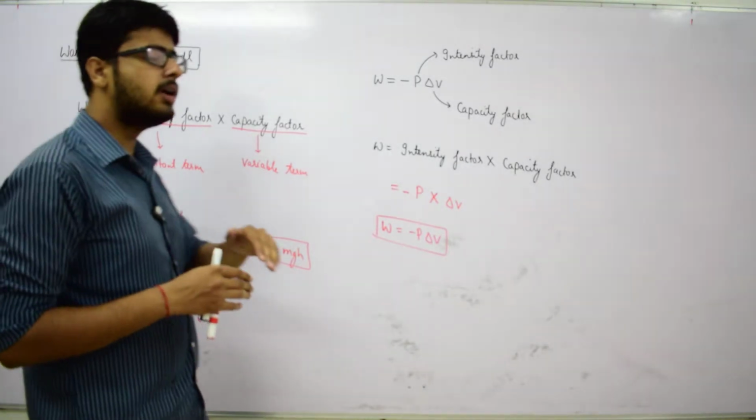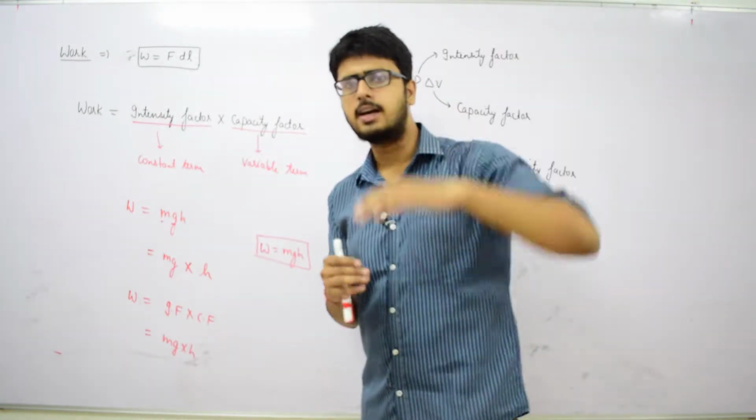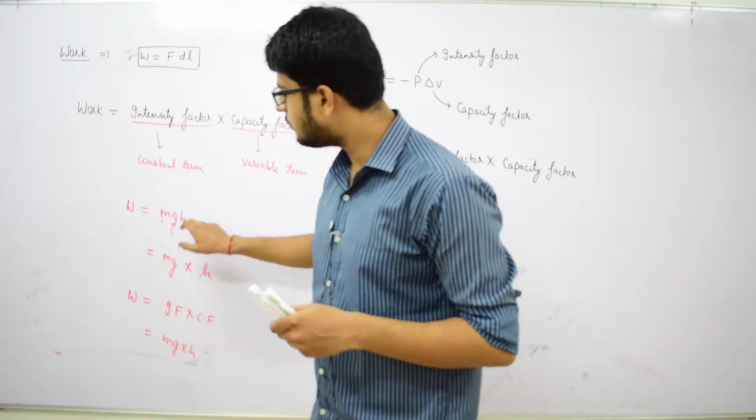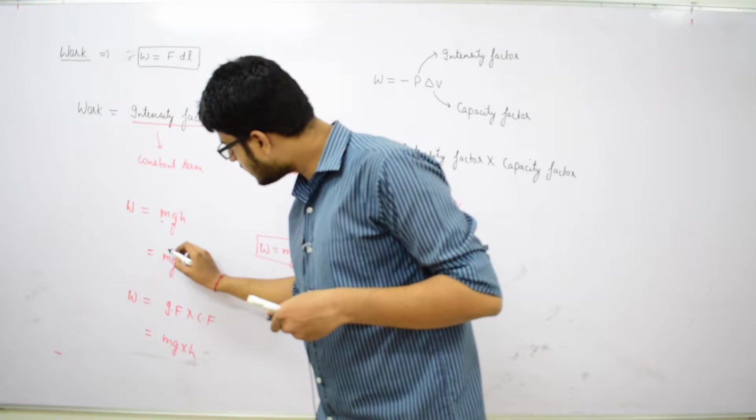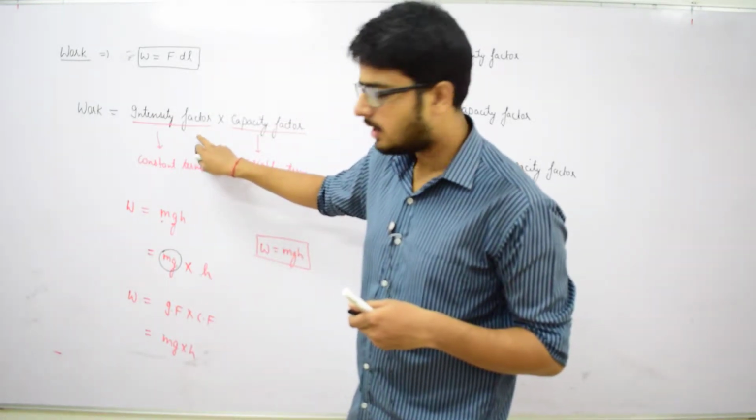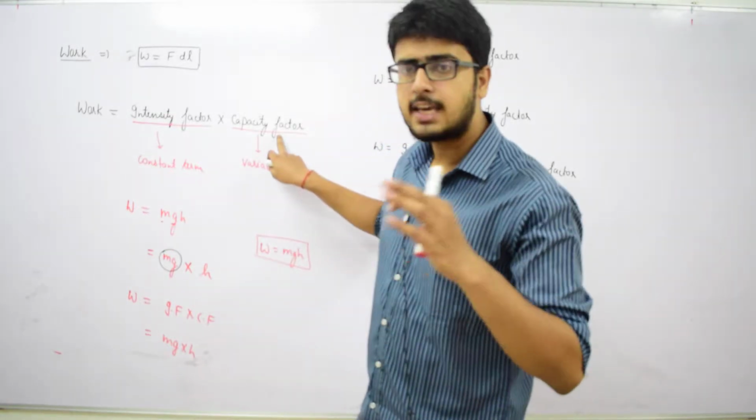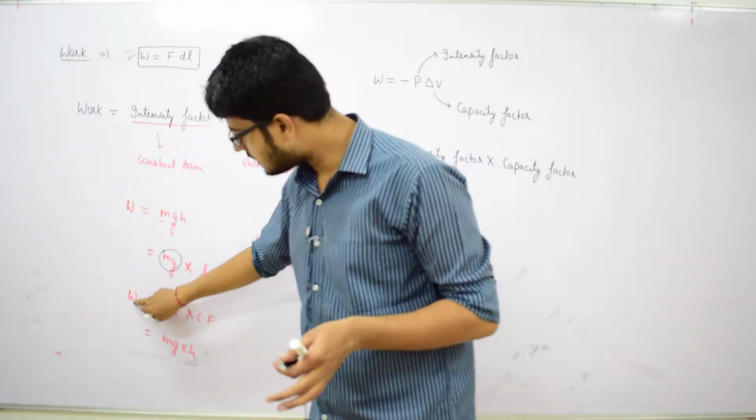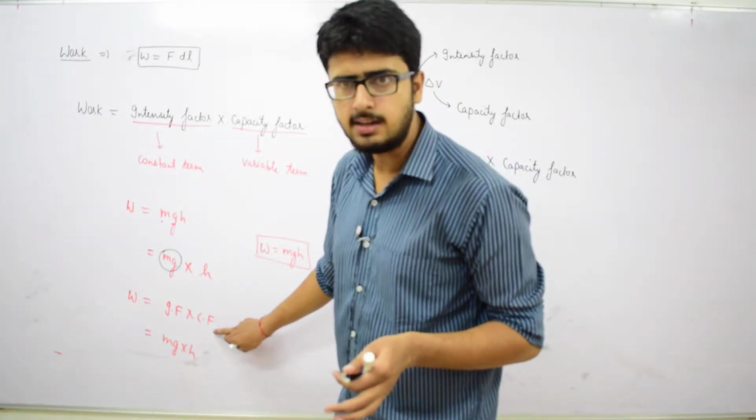Now, when we are doing work against gravity in lifting a body to a certain height from the surface, the work done obtained is equal to mgh. Now, in this case, mg is our constant term, which is our intensity factor, and height is the variable term, and this is our capacity factor. So, in this case, work done is again equal to the product of intensity factor and capacity factor.